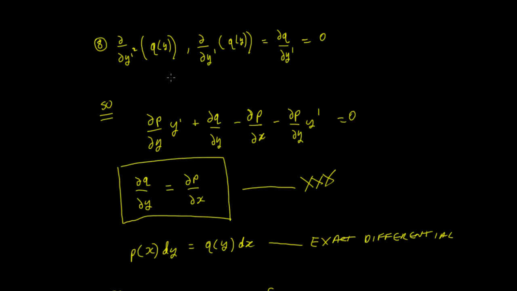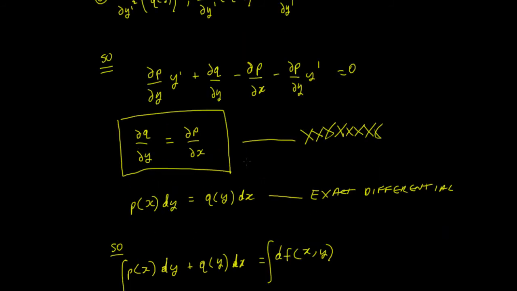Okay, so we worked through all of those, and what you're left with at the end is partial p by partial y derivative plus partial q by partial y minus partial p by partial x minus partial p by partial y derivative equals 0. So these two terms here cancel, so you end up with partial q upon partial y equals partial p upon partial x. So that there is the final thing, that's what we've been doing all along. We've got to this point here.